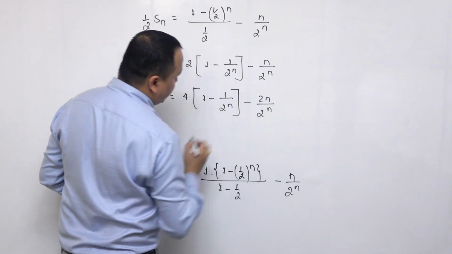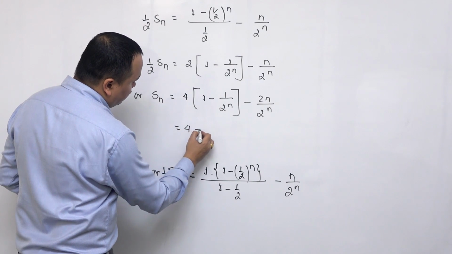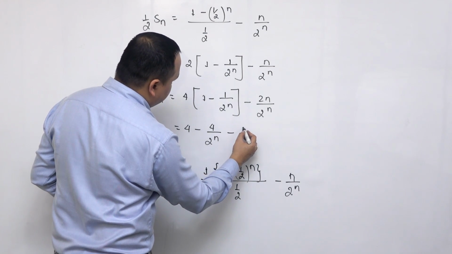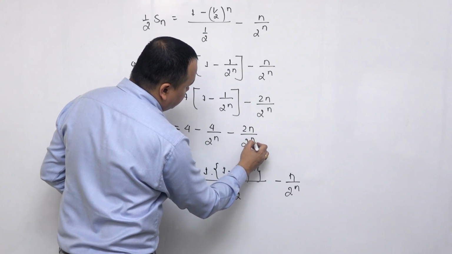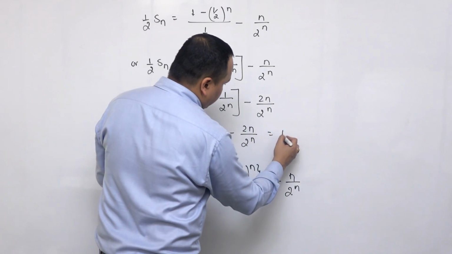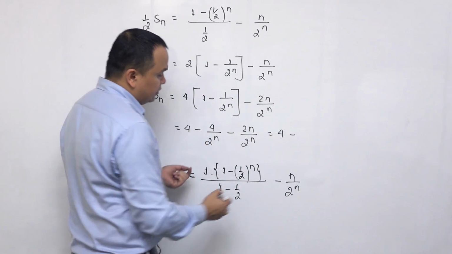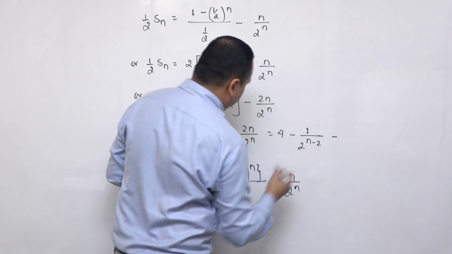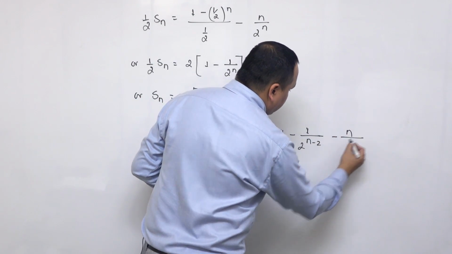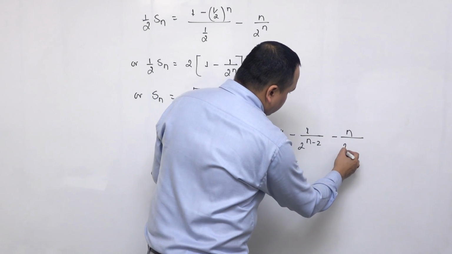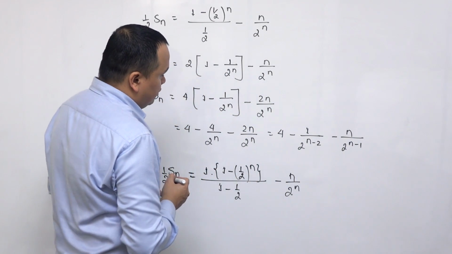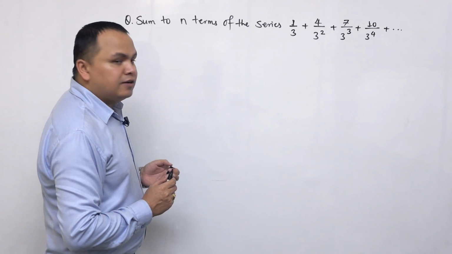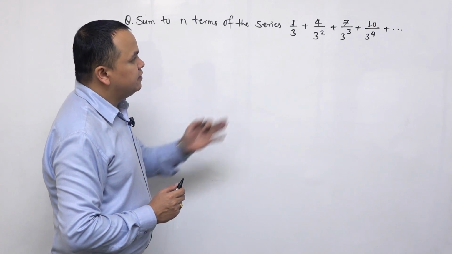2n upon 2 to the power n. This is 4 minus 4 upon 2 to the power n minus 2n upon 2 to the power n, and it becomes 4 minus, 4 is 2 squared, then this is 1 upon 2 to the power n minus 2 minus n, by law of indices 2 to the power n minus 1, which is the required answer.